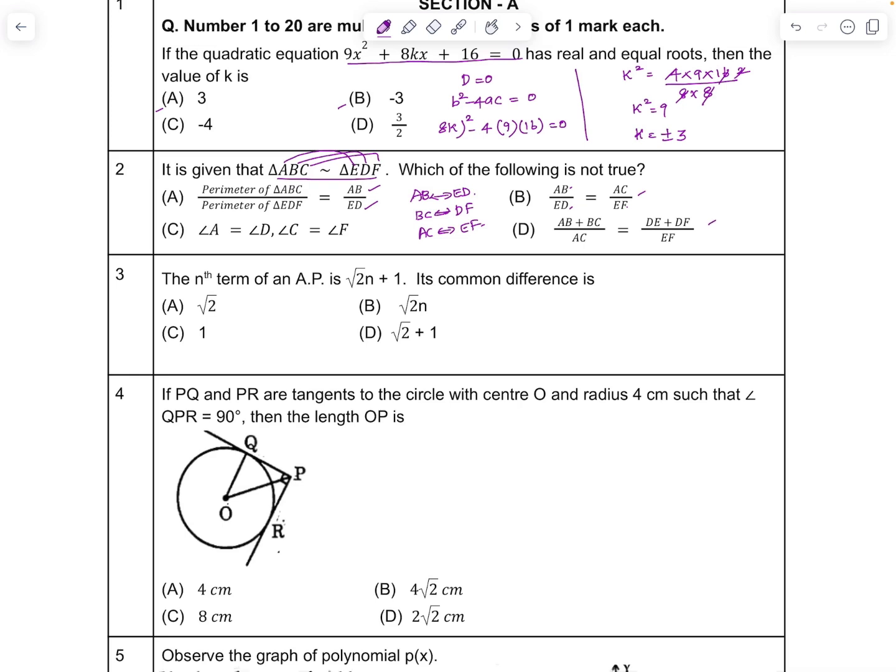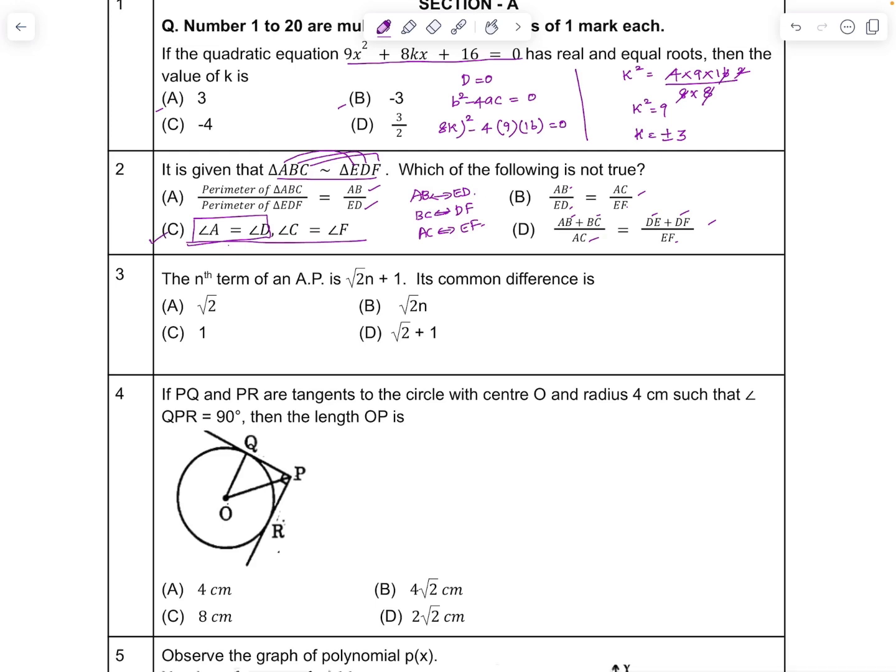Coming to option D, AB plus BC upon AC is equal to DE plus DF upon EF. For AB, DE is a corresponding side. For BC, DF is a corresponding side. For AC, EF is a corresponding side. So D is also true. Looking at option C, angle A is equal to angle D is not true. Angle A corresponds to angle E. So because of this, C is not true.